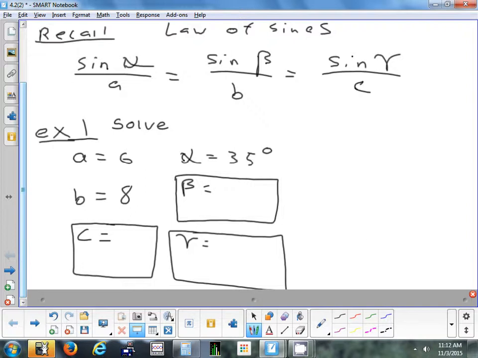All right. I'm going to draw my diagram, and I want to see what kind of triangle this is. All right, so I've got A is 6. I'm going to put the angle across from it. B is 8. Put the angle across from it. We don't know C. We don't know gamma.